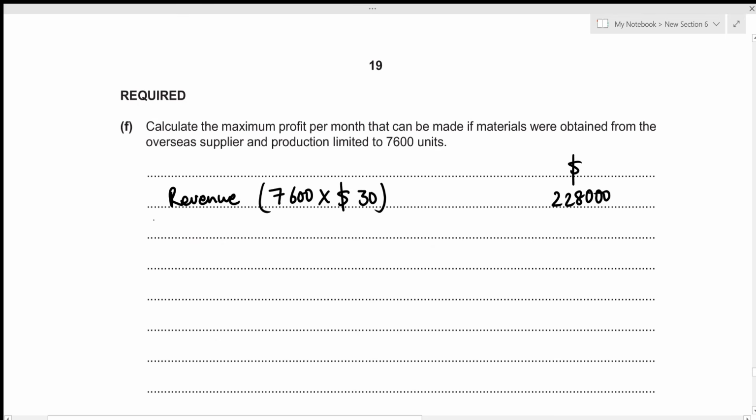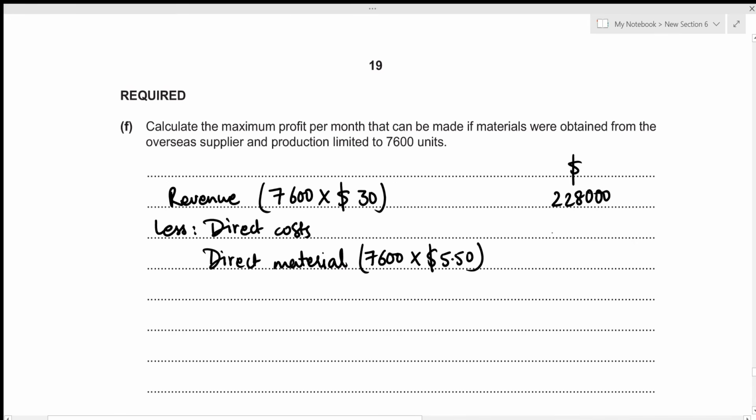So now we subtract the direct costs first. The first direct cost can be direct material. We figured out the direct material rate in the previous scenario to be 8, but now we will be obtaining the materials from the overseas supplier at the rate of 5.50 per unit. So that's just going to be total units into the rate per unit. This gives us the total direct material to be 41,800.